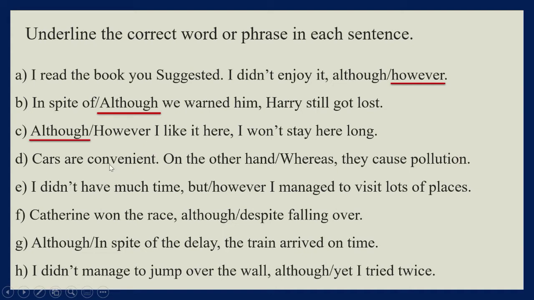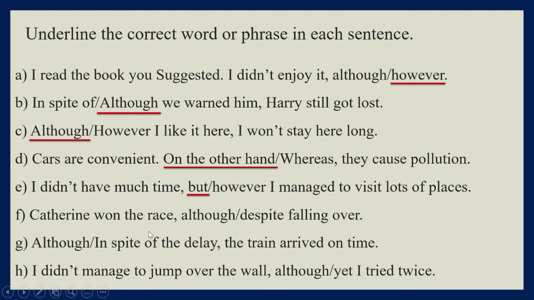D. Cars are convenient. On the other hand, or whereas, they cause pollution. We use on the other hand because whereas is a conjunction and we have a full stop in here, so we need to use an adverbial phrase, which is followed by a comma. E. I didn't have much time, but or however. But, naturally, because as you can see, we have a comma in here and we cannot use an adverb, which is however. We need to use a conjunction, which is but.